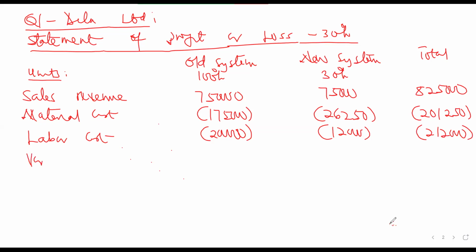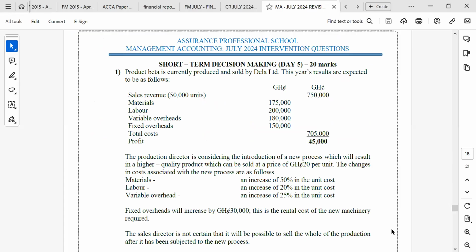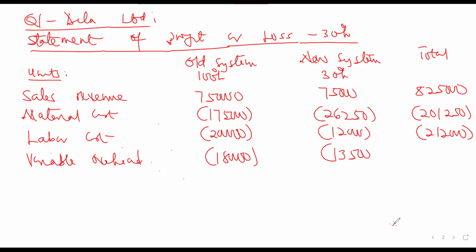Yes, 212,000. Variable overhead is what? What is the current variable overhead without the new system? 180,000. Okay, what is the cost per unit? 3.6. Okay, they are saying that it is increasing by how much? 5%. Okay, so what will be the increment on that? 0.18. Okay, so how many units are passing through the new system? 15,000. What will be the cost from that? 13,500. Okay, so what will be the total? 193,500.